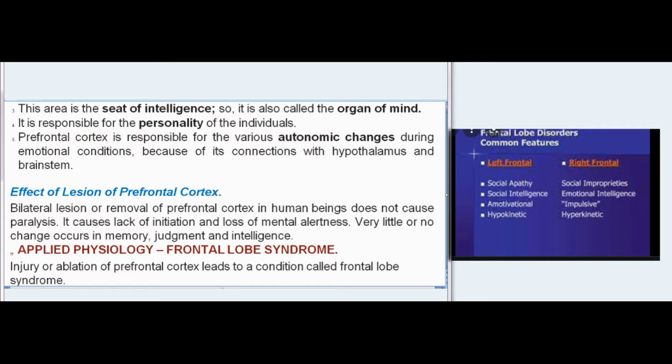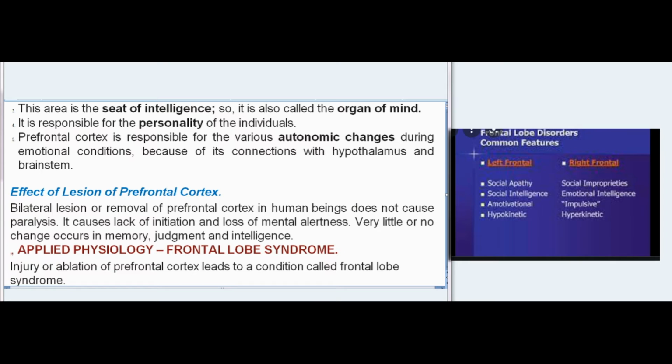Effect of lesion of prefrontal cortex. Bilateral lesion or removal of prefrontal cortex in human beings does not cause paralysis. It causes lack of initiation and loss of mental alertness. Very little or no change occurs in memory, judgment, and intelligence.